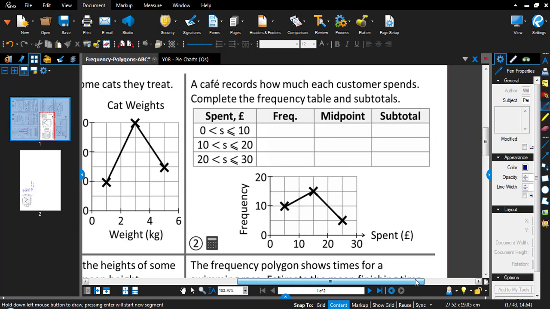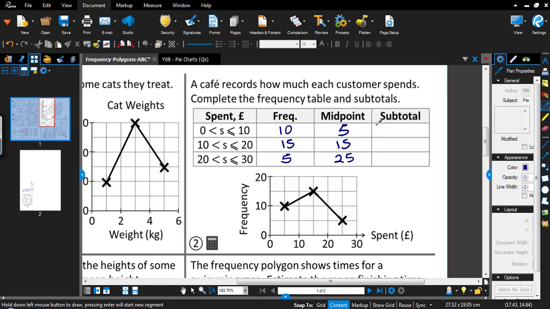So a cafe records how much each customer spends. So we just have to fill this out. 0 to 10, well, the frequency is also 10. 10 to 20, the frequency is 15. 20 to 30, the frequency is 5. The midpoint, 0 to 10 is 5. 10 to 20 is 15. You can actually just read it off here. 25. Or you can read it off the graph.